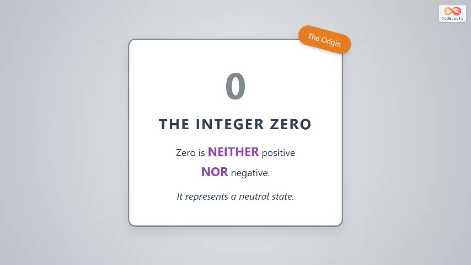Now let's look at 0. 0 is a very special number in the integer family. It is neither positive nor negative. It is neutral. It serves as the starting point or the origin from which we measure positive and negative values.